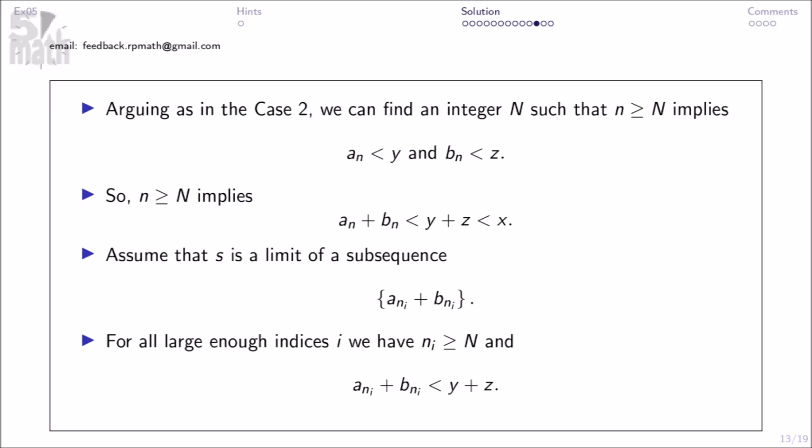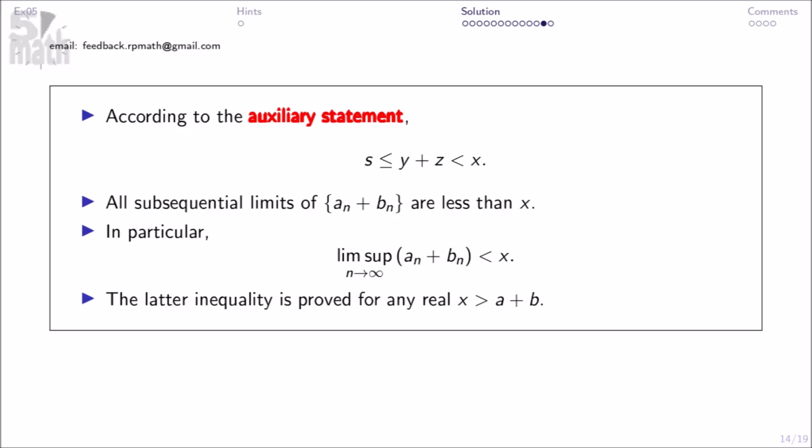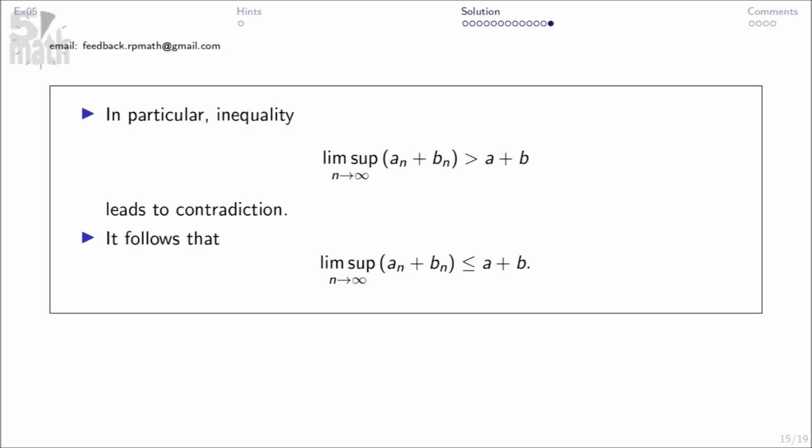Assume that S is a limit of a subsequence, here. For large enough indices i, we have ni greater than or equal to n and this. According to the auxiliary statement, all subsequential limits of this are less than x, in particular this. The latter inequality is proved for any real x greater than A plus B. In particular, the inequality here leads to a contradiction. It follows that this.